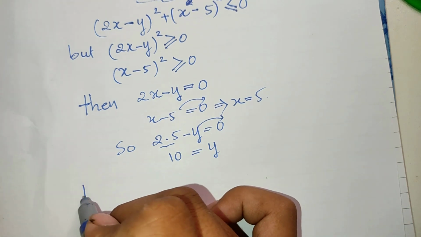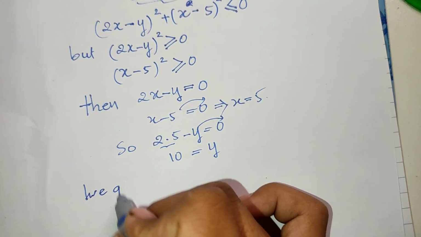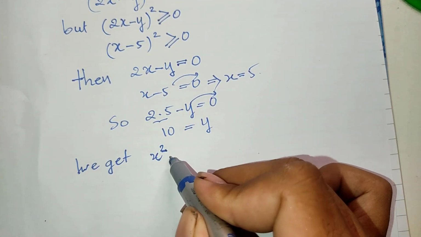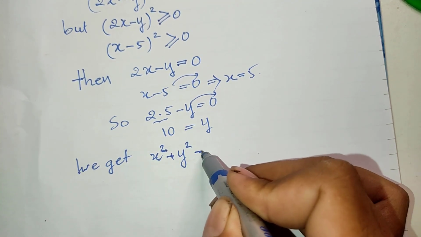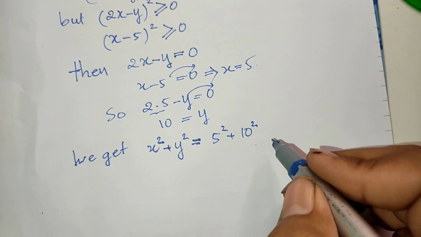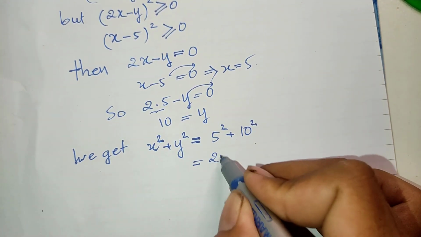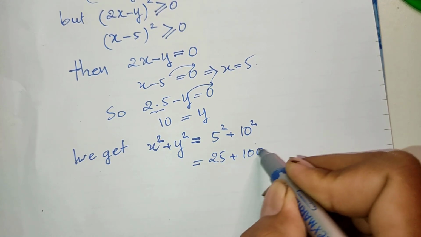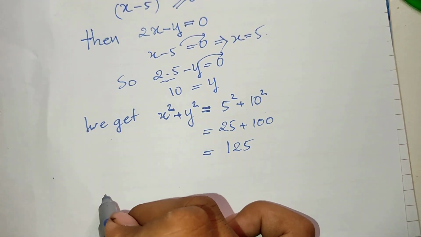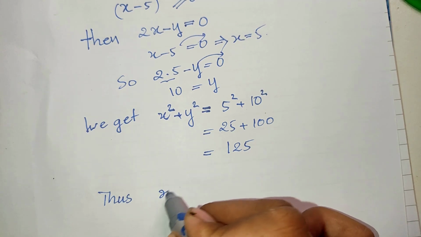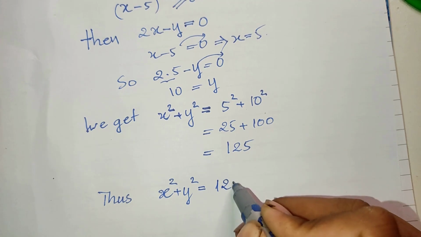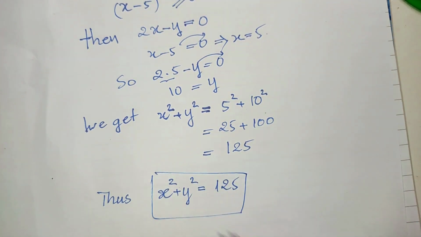The value of the expression x squared plus y squared is equal to 5 squared plus 10 squared, which is 25 plus 100, equal to 125. So we get the value of the expression x squared plus y squared is equal to 125, and that is our solution.